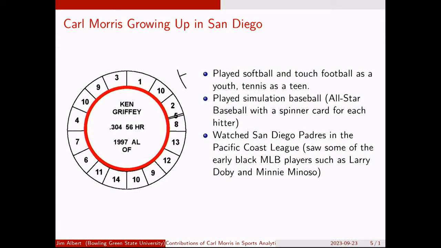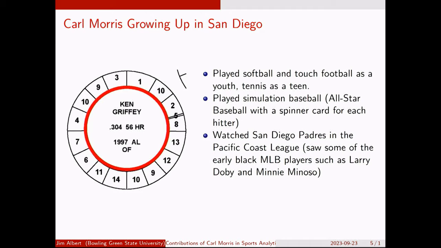Okay, so I have a picture of an All-Star Baseball spinner. Carl and I both played this game growing up. This was one of the early simulation board games, and every single hitter was represented by a spinner. We didn't have the opportunity to use Ken Griffey's 1997 spinner, but we had people like Mickey Mantle. When you look at that spinner, the thing you always look at is the size of the one region, because that indicates a home run. So you like to have players that have relatively wide one regions.